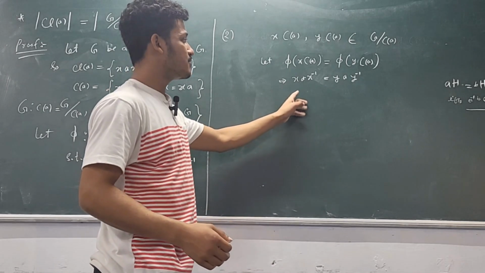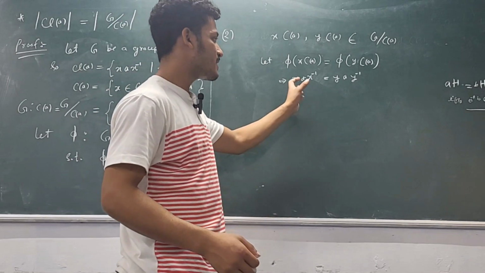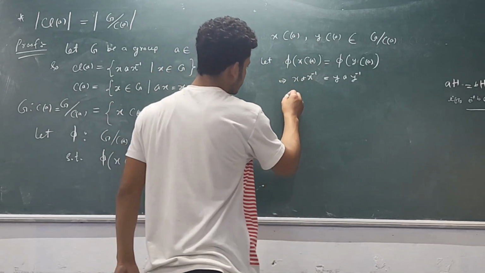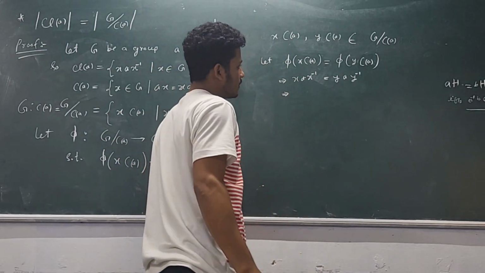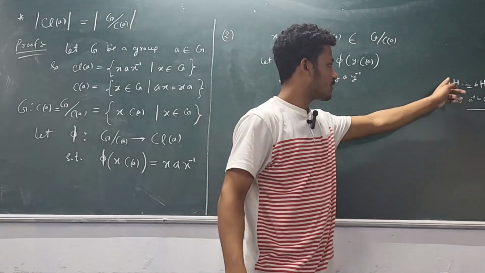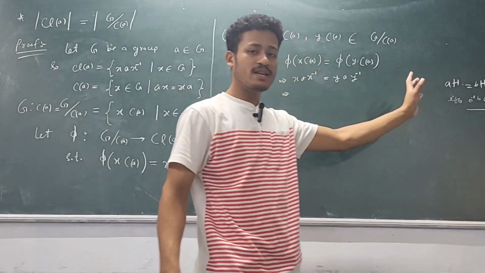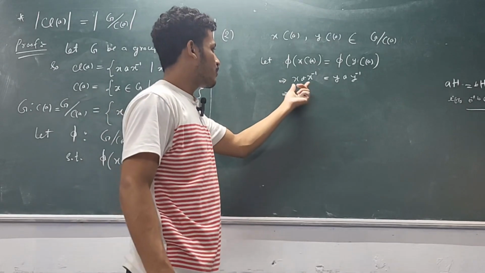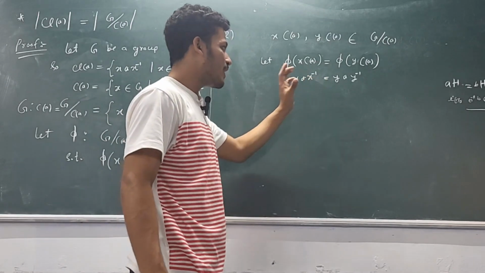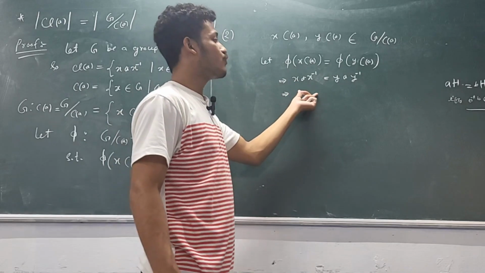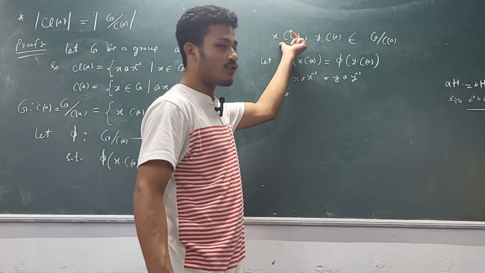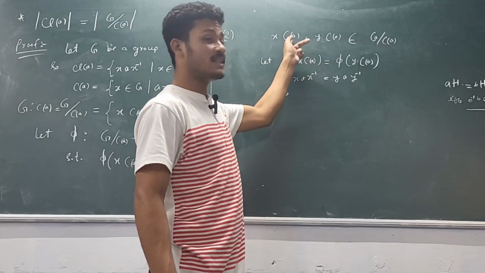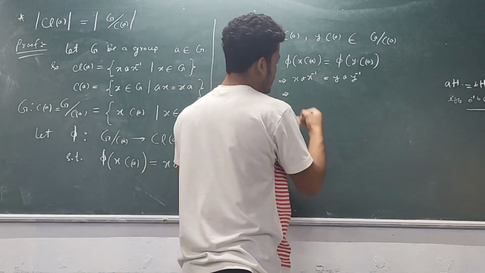Here we are going to show x inverse y belongs to C of A. We have, any two cosets aH and bH are equal when a inverse b belongs to H. From here, using this, we are going to show that x inverse y belongs to this C of A. The subgroup is this C of A, H means C of A here. So x inverse y.